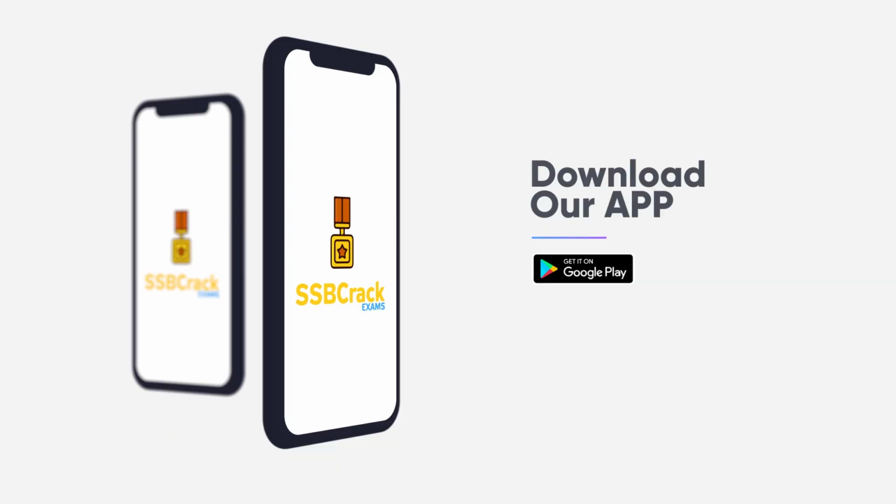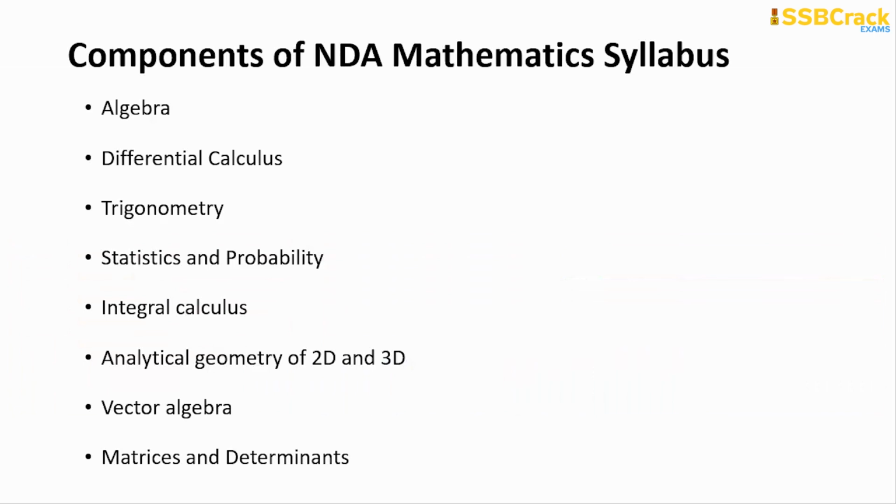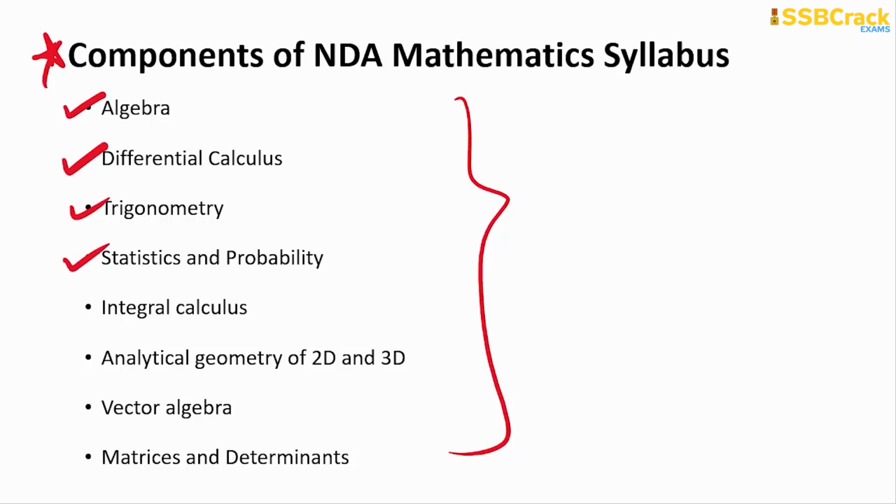Alright, so here we begin our session with the components of the NDA mathematics syllabus that you must know. There are in all 8 topics for you to cover in your NDA mathematics preparation. The very first topic is algebra, then differential calculus, trigonometry, statistics and probability, integral calculus, analytical geometry 2D and 3D, vector algebra, and matrices and determinants.